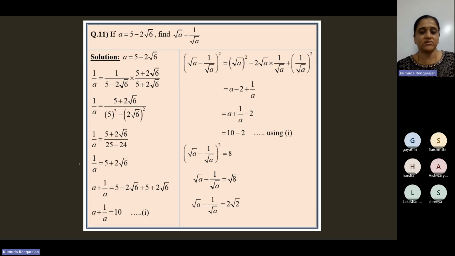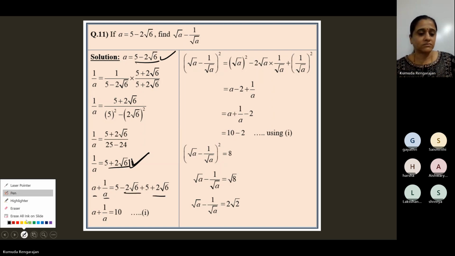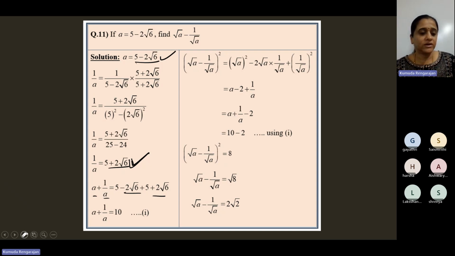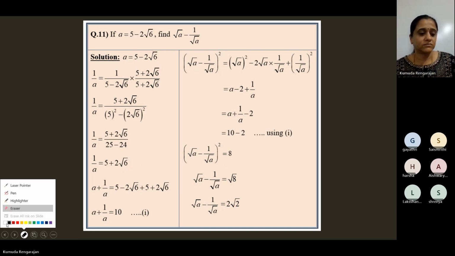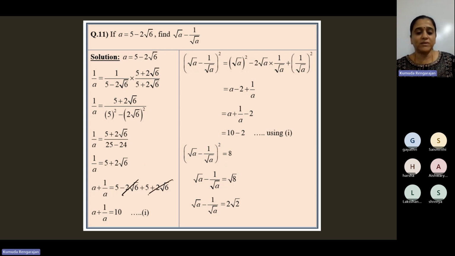Since I have the working, I'll just explain it further. See here, children, this is a given to us. This is 1 by a with a rational denominator. Now let's find a plus 1 by a. So this is a plus this 1 by a. What do you get? Minus 2 root 6 plus 2 root 6 cancels. 5 plus 5, 10. The value of a plus 1 by a is 10.